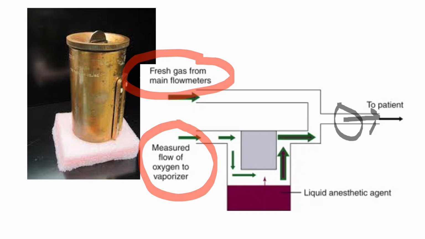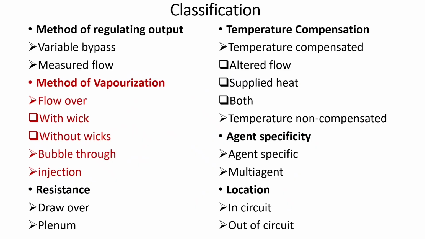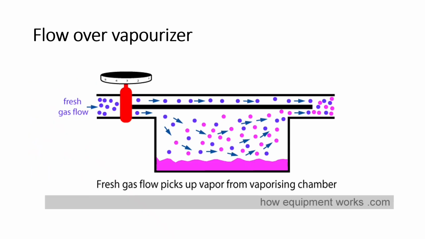Coming back to the classification of vaporizers, let us now see the classification based on the method of vaporization. Based on the method of vaporization, vaporizers are classified as flow over, bubble through, or injection type. Flow over vaporizers are further classified as with wicks and without wicks. In a flow over vaporizer, a stream of carrier gas passes over the surface of the liquid. As the carrier gas passes over the surface of the liquid anesthetic agent, it picks up the anesthetic molecules, creating a mixture that is delivered to the patient.